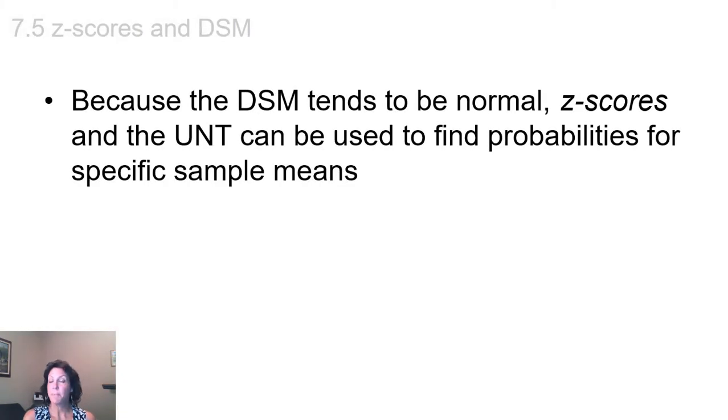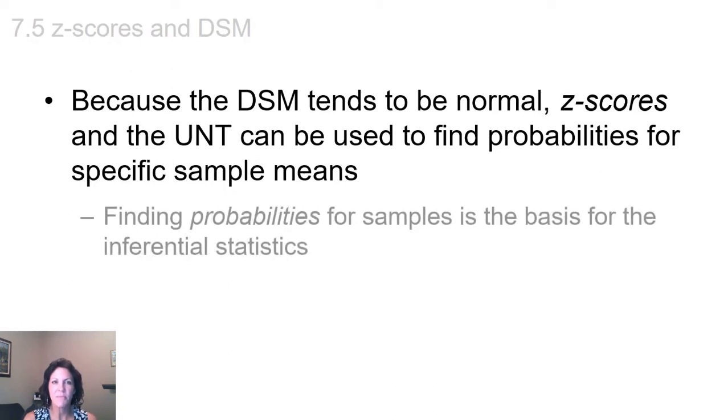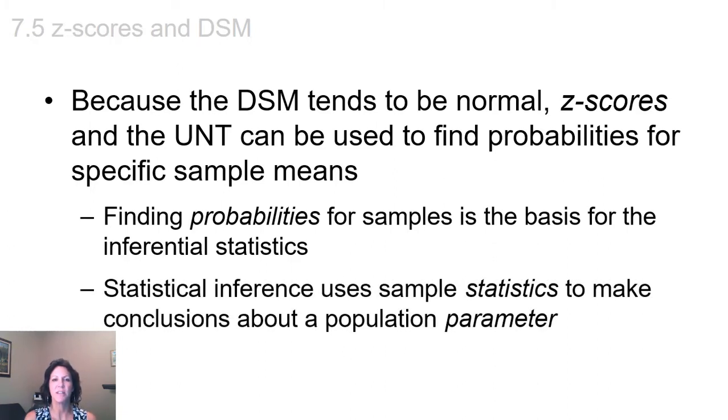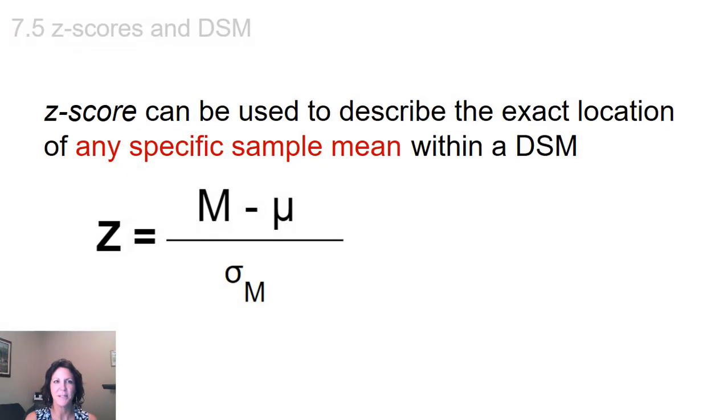So the DSM tends to be normal, and therefore z-scores and the unit normal table can be used to find probabilities for specific sample means. So we can find probabilities for samples, and this is the basis for inferential statistics. Statistical inference uses sample statistics to make conclusions about a population parameter. So let's see what this means.